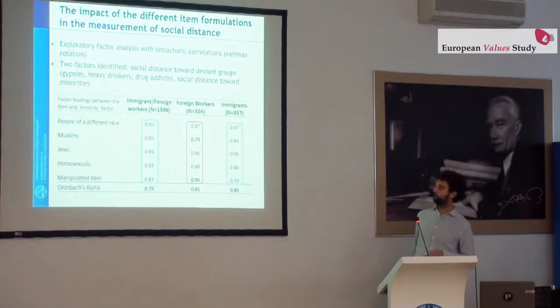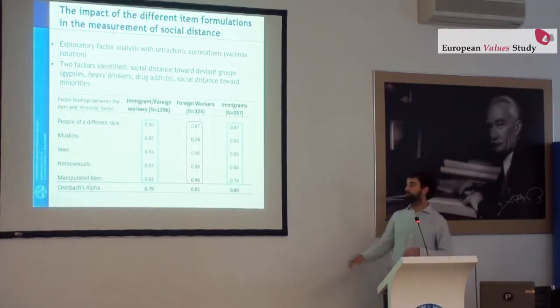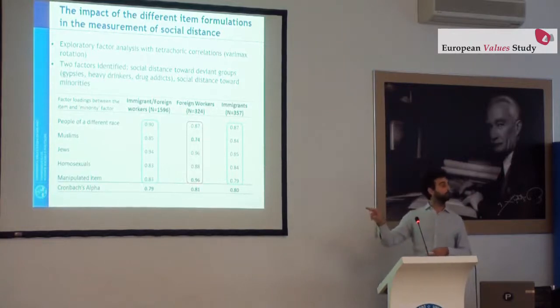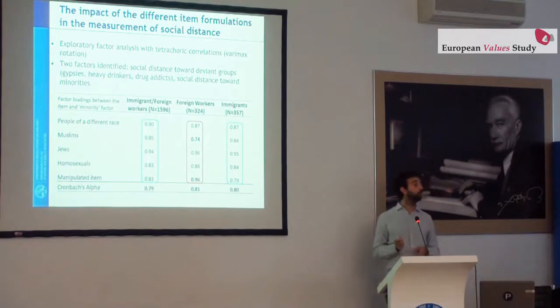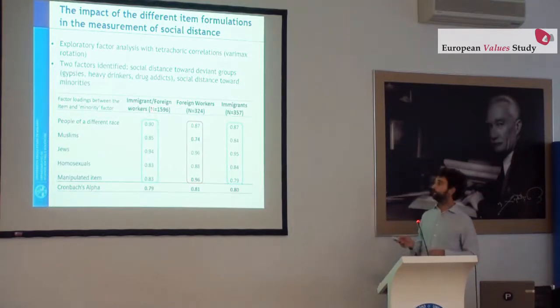in this figure the factor loadings between the items of social distance and one of the two factors that were identified by means of exploratory factor analysis. It is a factor which basically deals with social distance toward minorities. Okay? And basically this factor takes into account the items: people of a different race, Muslims, Jews, and homosexuals, and the manipulated items.